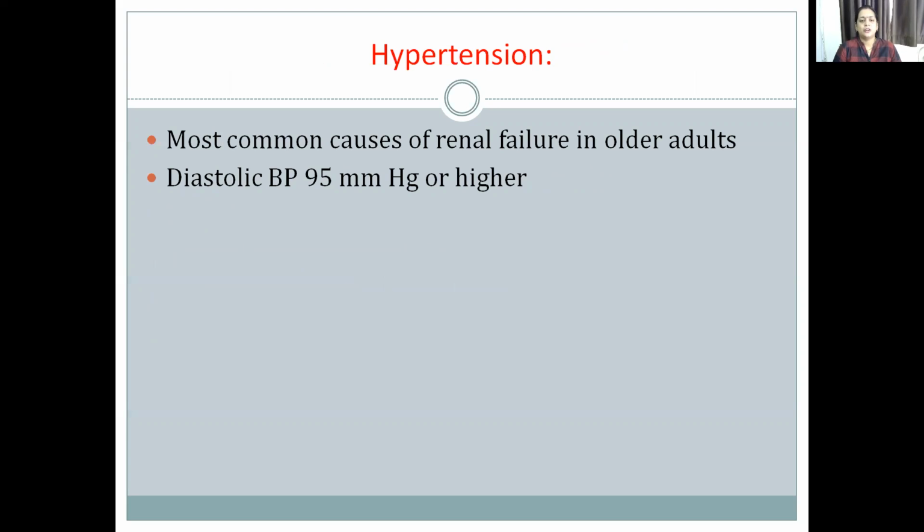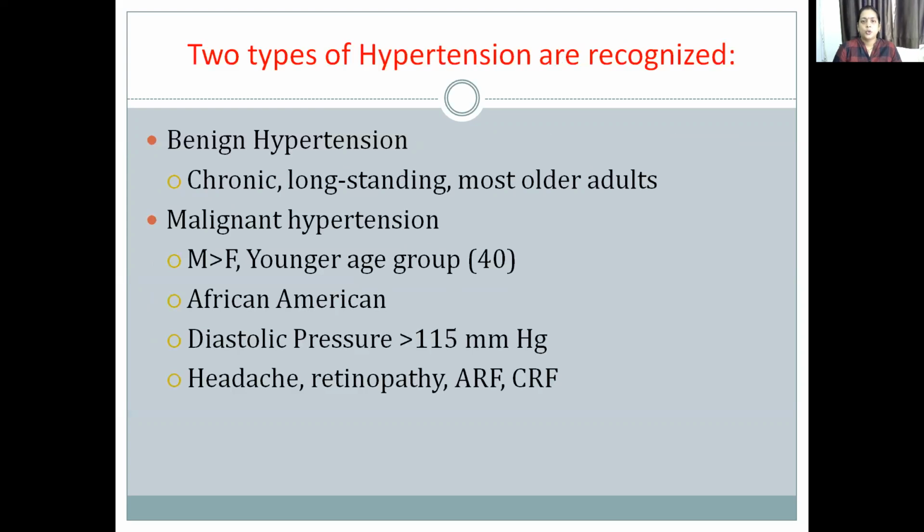Diastolic BP is taken into consideration when it is more than 95 mmHg or higher. There are two types, when we are dealing with vascular disease; we already know what happens to the vessel. Benign hypertension is long-standing. In malignant hypertension, males are more commonly affected, in a younger age group, with diastolic pressure more than 115 mmHg. There can be a malignant hypertensive crisis, wherein there can be papilledema, cerebral edema, and retinopathy. It can lead to ARF and CRF.